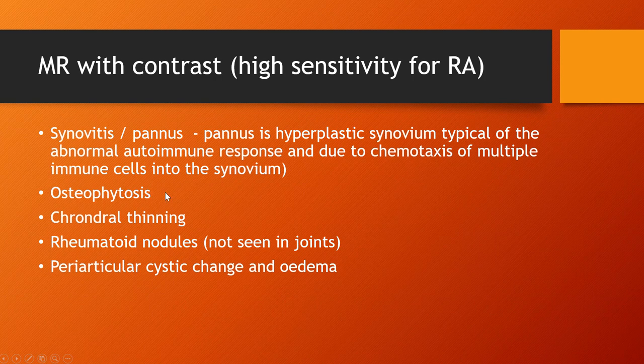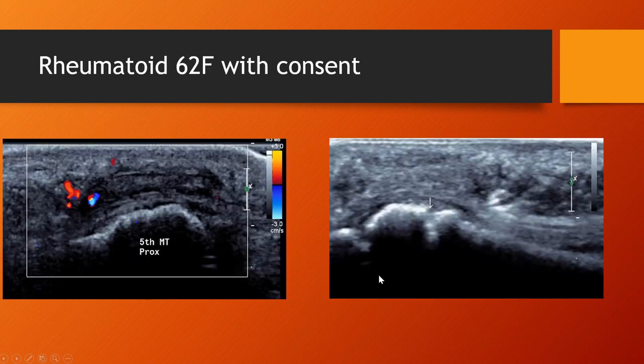We also see osteophytosis, we see chondral thinning, meaning the cartilage is diminishing at the joints. Rheumatoid nodules, which are not usually seen in association with joints, will show up nicely on MR. Periarticular cystic change and edema, and erosions as well. So this is rheumatoid in a 62-year-old female. You can see an erosion of the metatarsal head here, and it's her 5th, so it's according to that diagram by Camara where they said the erosions are more common laterally.